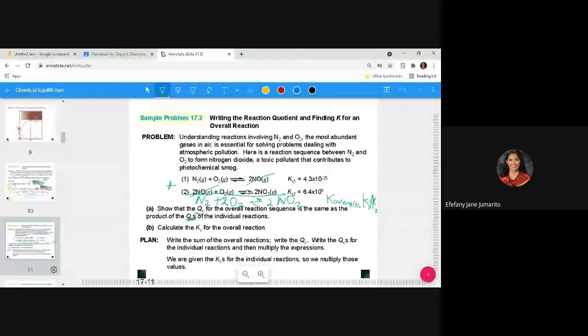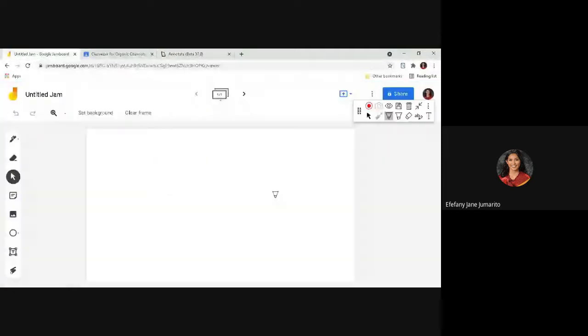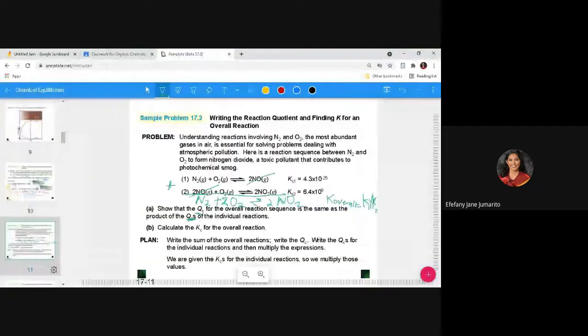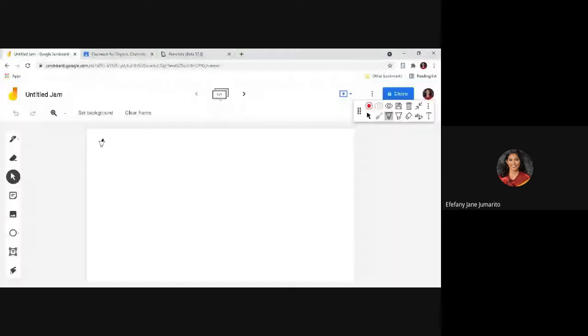So, let's write here. What's our QC in equation 1? Equation 1, we have N2 plus O2 plus 2NO, 2NO.